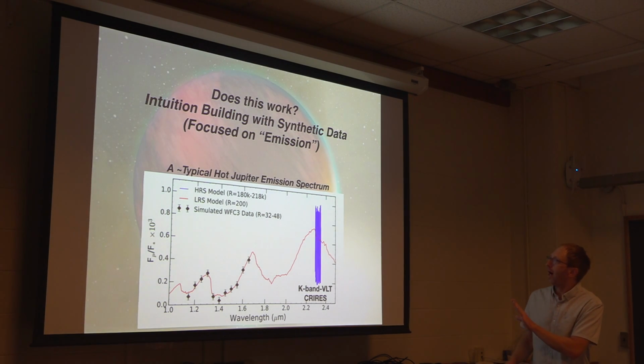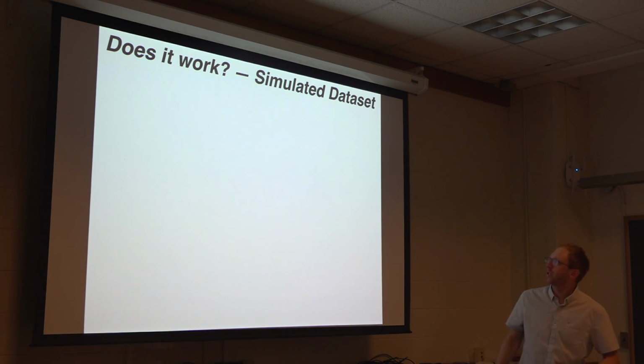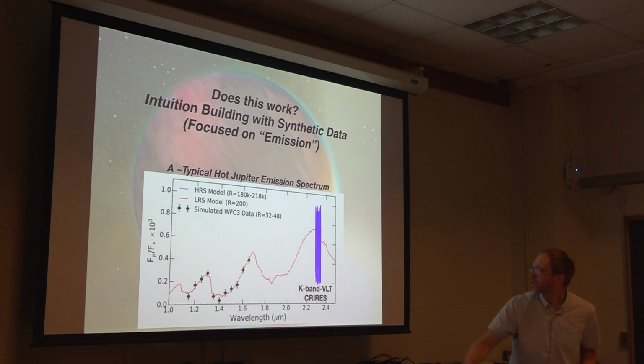So how do we do that in practice? Anytime you do something new, you want to check it to make sure it's not weird. You want to make sure you get answers that are sensible. So we created a fake data set. So what am I showing right here? This is a typical HST spectrum of a hot Jupiter. You might see some water vapor absorption right here.